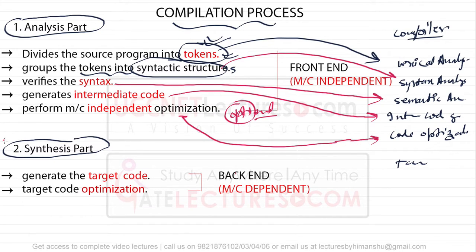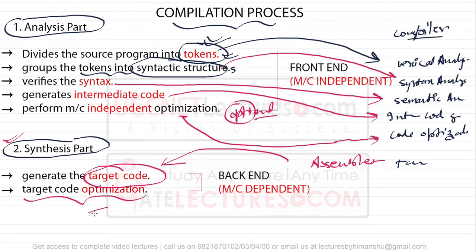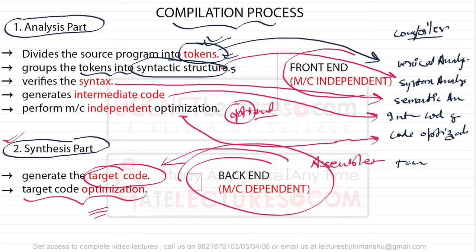In the same way, we have the synthesis part. In this synthesis part, we are going to generate the target code. This target code is given by the assembler, or you can say the assembler is going to give you the target code. And then you can again optimize this target code, and this is done in the back end. So you can say the entire process is divided into two parts. Number one is the front end, second one is the back end.